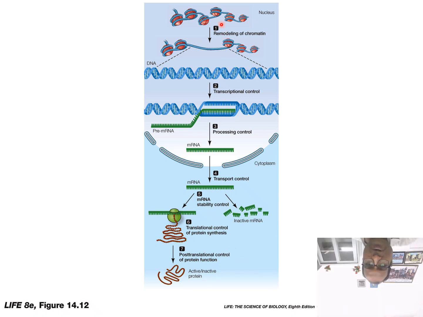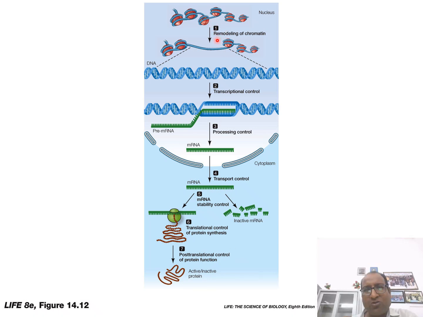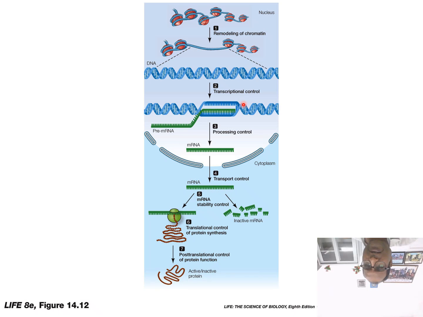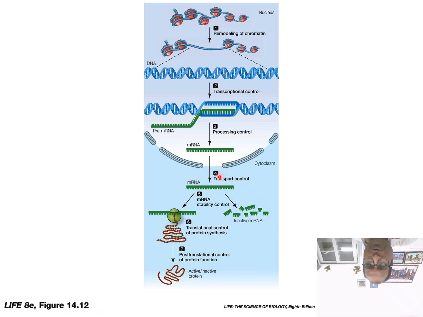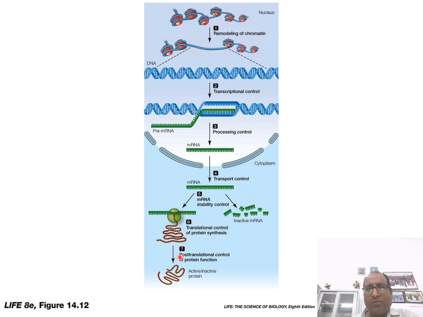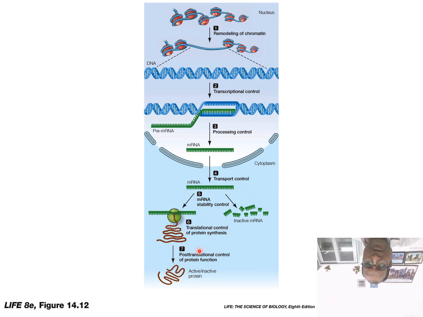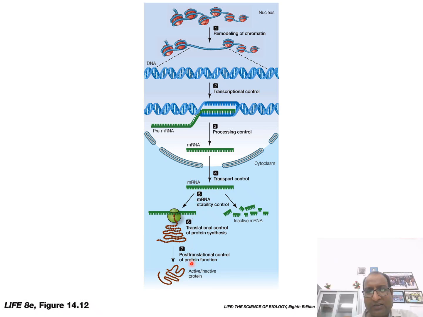So the first step, chromatin remodeling, transcription control, and processing control, steps 1, 2, 3 are inside the nucleus. And the 4th, transport control, mRNA stability control, translational control, and the 7th, folding and post-translational modification control, are outside of the nucleus in the cytoplasm.